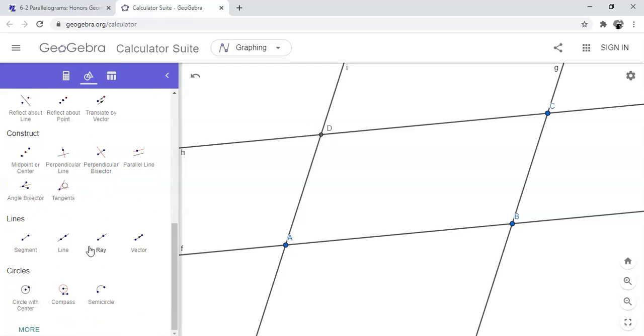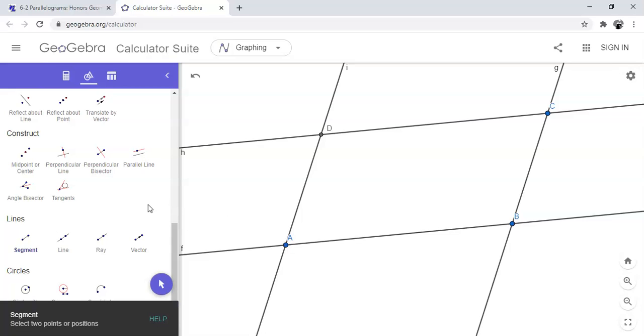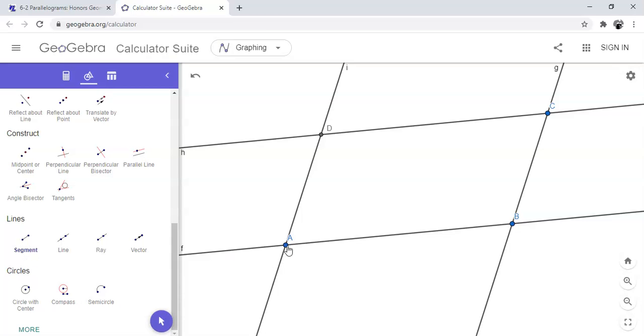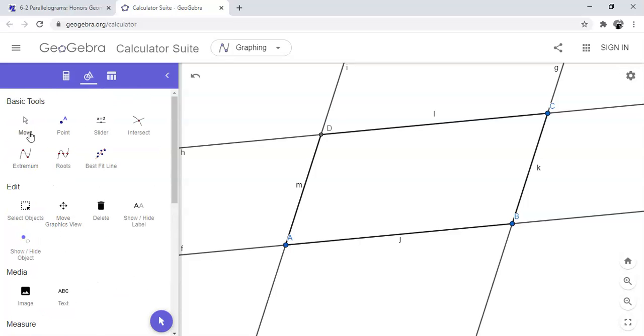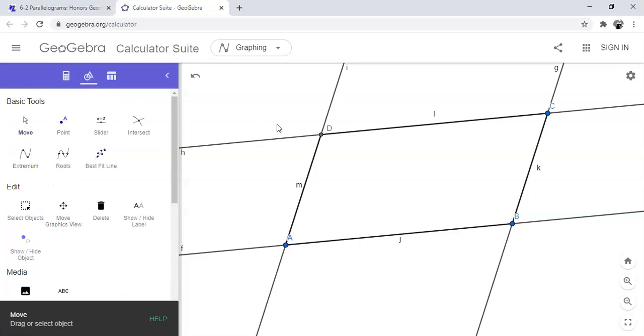After that, this may seem weird, but we're going to actually draw in segments for each of these. So go back down to lines, pick segment, and you're going to draw the segment AB, the segment BC, CD, and AD. And then we're going to clean up the work a little bit here.